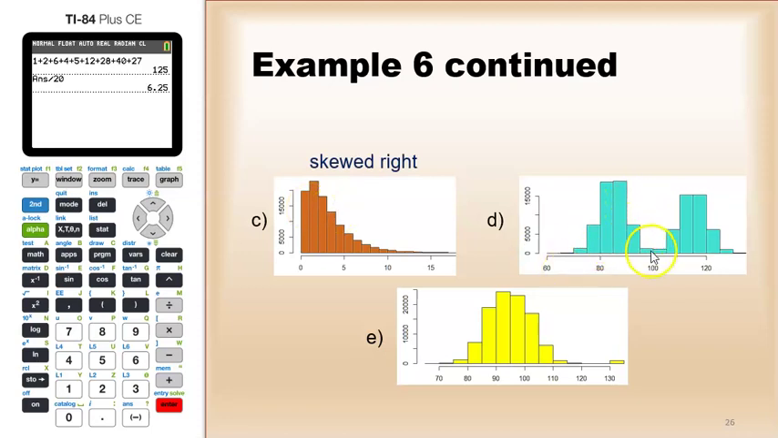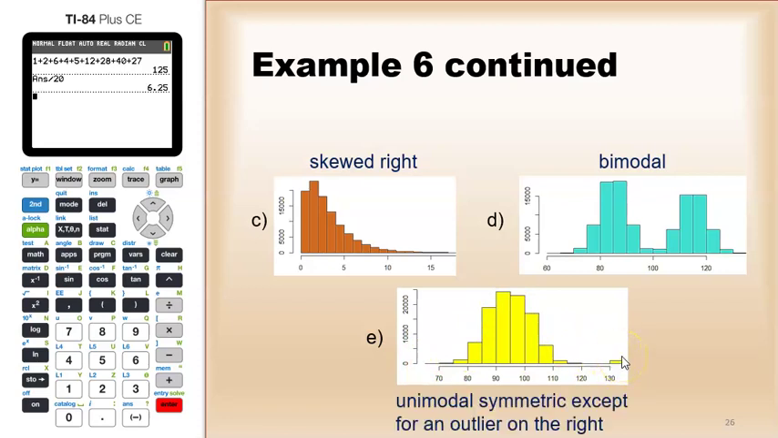For D, you see here it looks bimodal. There are two different peaks. And the peaks don't have to be exactly the same height, but there are two clear peaks that are not just random chance. And then finally, this last graph looks pretty unimodal symmetric, except that there's an outlier right here. So unimodal symmetric except for an outlier on the right.